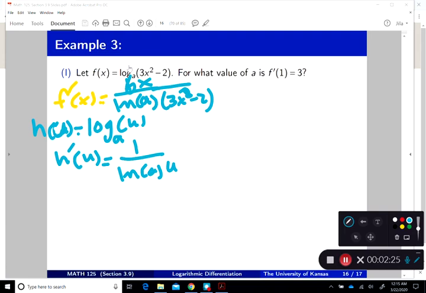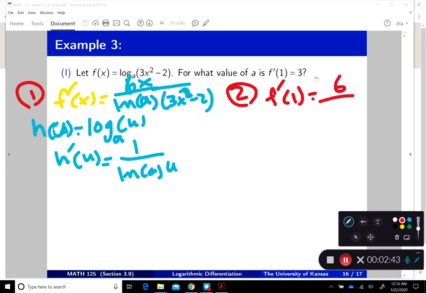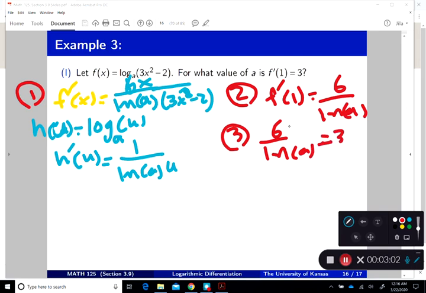Now, this was just part 1. The question is asking to find where f prime of 1 is equal to 3. So if I plug in 1 in here, I get f prime of 1 is equal to 6 divided by natural log of A times 3 times 1 to the power 2 minus 2, which is just 1. And part 3 is to set that equal to 3, and then solve for A.